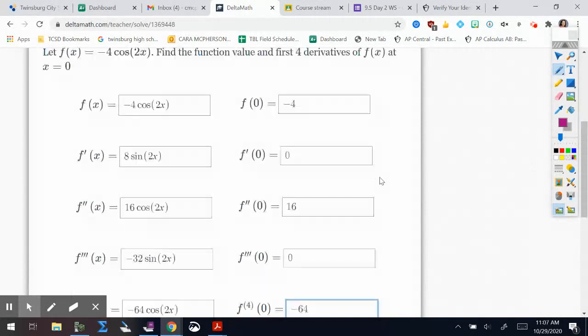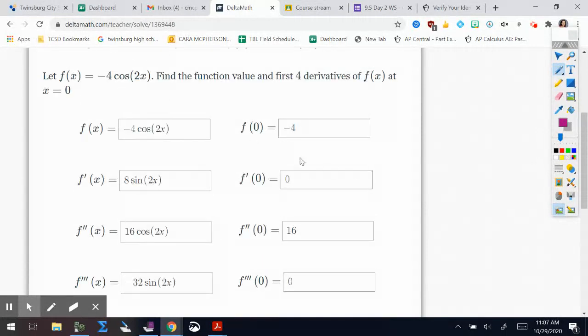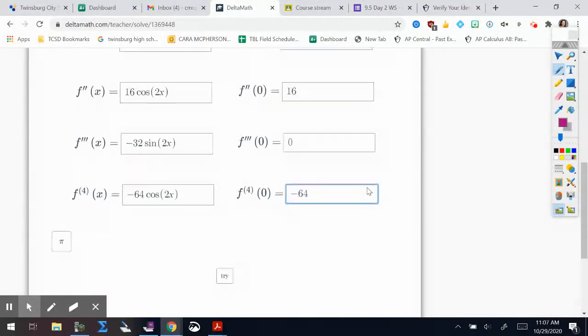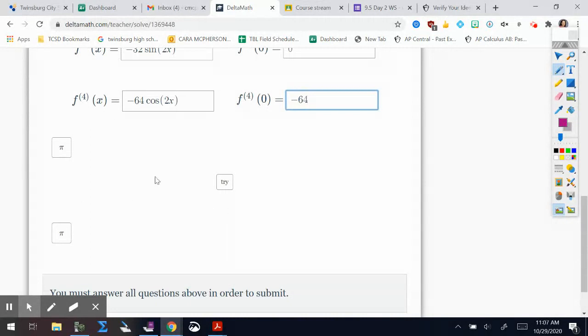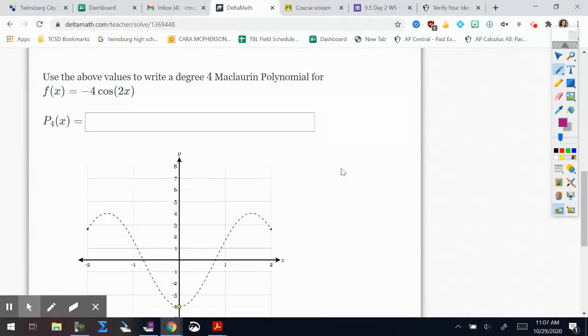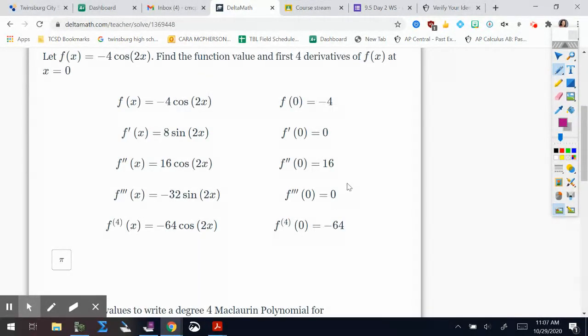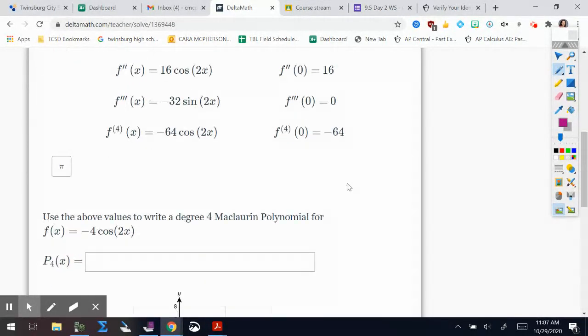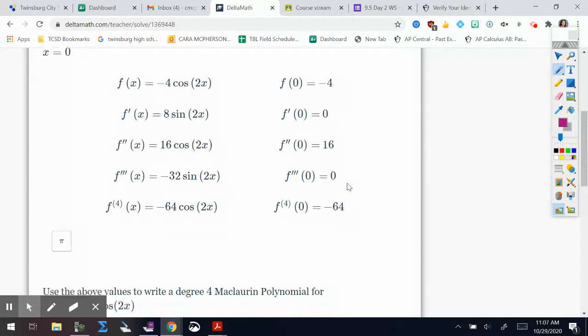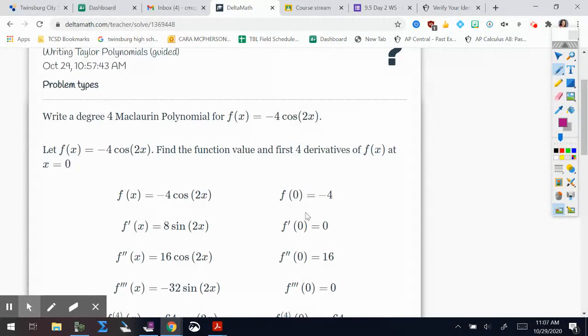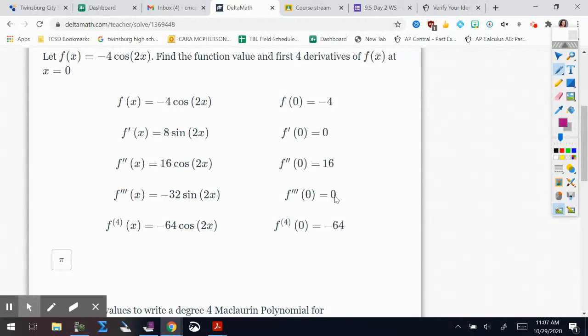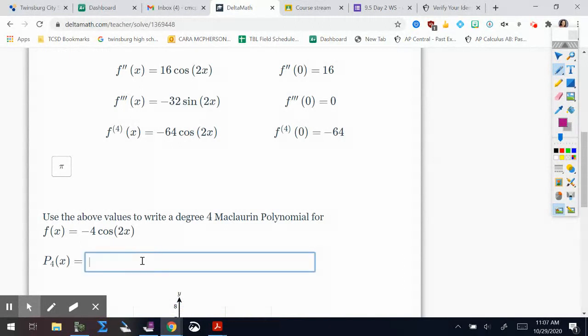So first it's going to ask you to fill in this chart, all your derivatives and all your values at the center of those derivatives. Then it's going to ask you to write that 4th degree polynomial using the information that's up above. So my first term is going to be -4. My first term, there's no derivative, there's no x, it's just -4.